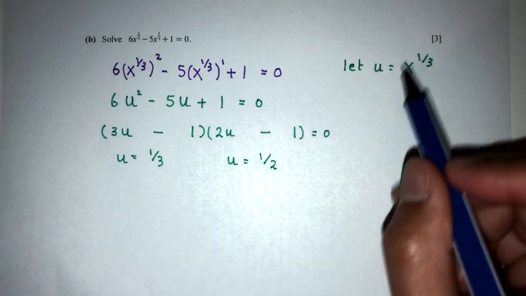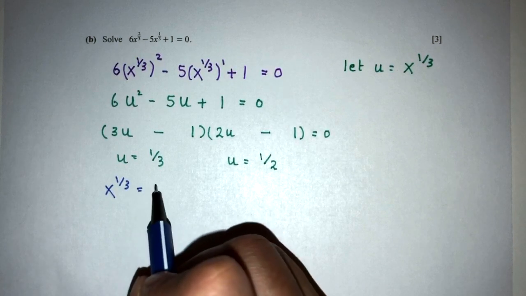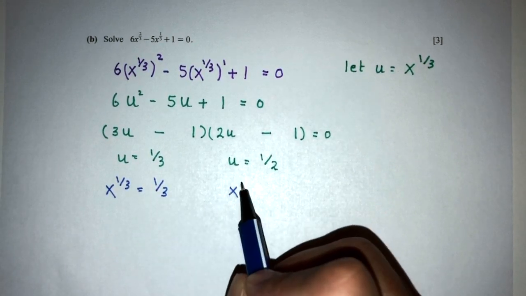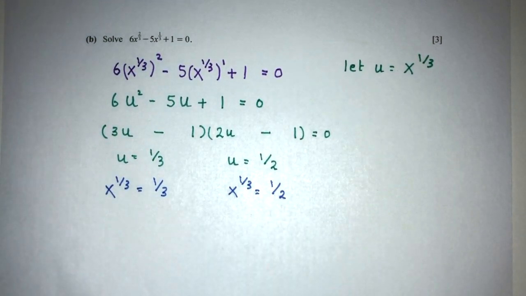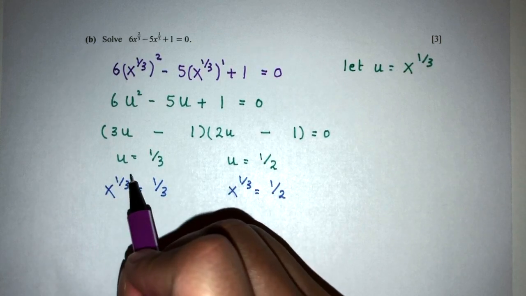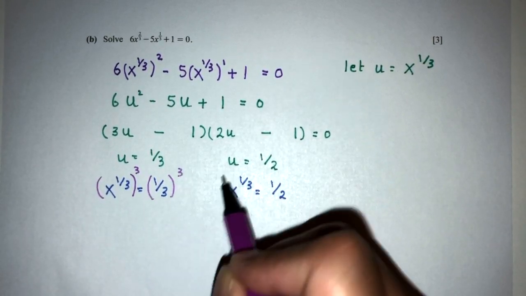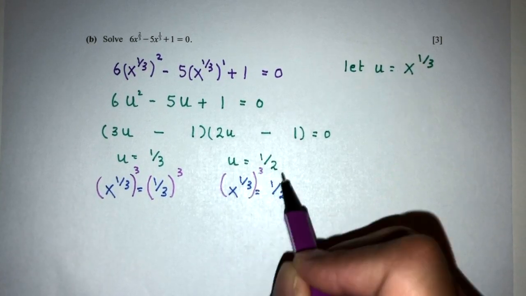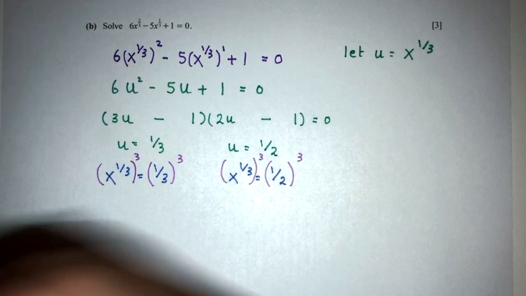Replace u by this initial value. That will be x to the power 1 over 3 is equal to 1 over 3, and x to the power 1 over 3 is equal to 1 over 2. Now, to eliminate this power, we have to apply the power of 3 on both sides. So we can eliminate this power, right? This is an idea on how to do this. Now, this will cancel out.